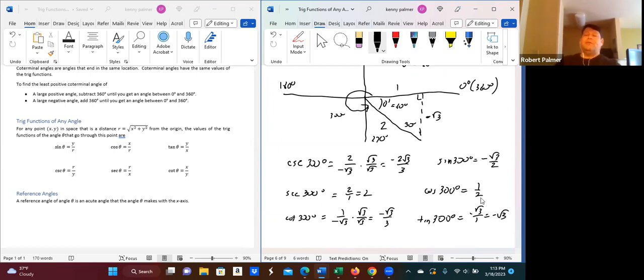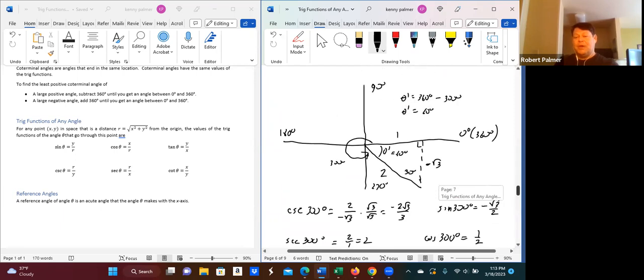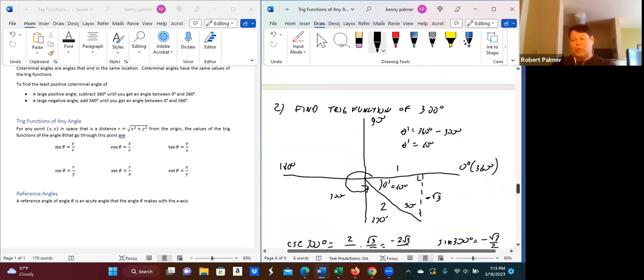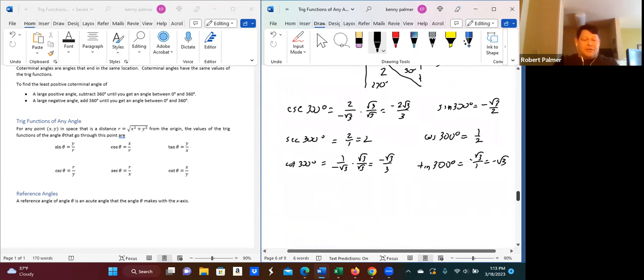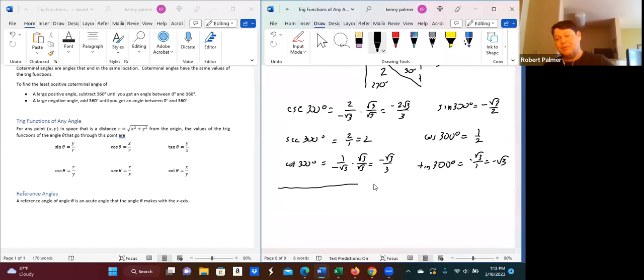Okay, and that's one way you can use reference angles, especially if they happen to work out nicely like that. Now, often things like that won't work out that nicely. So what if you have something like this?